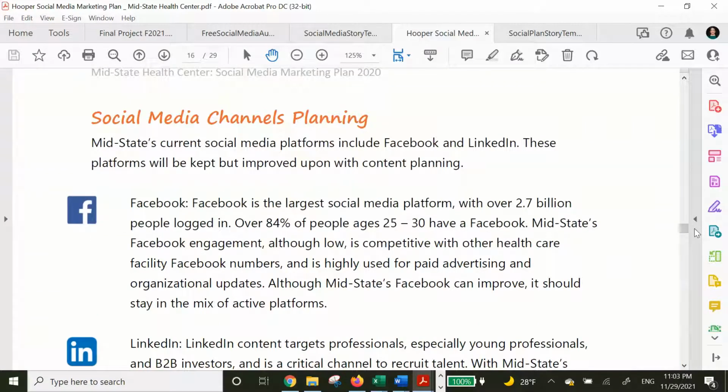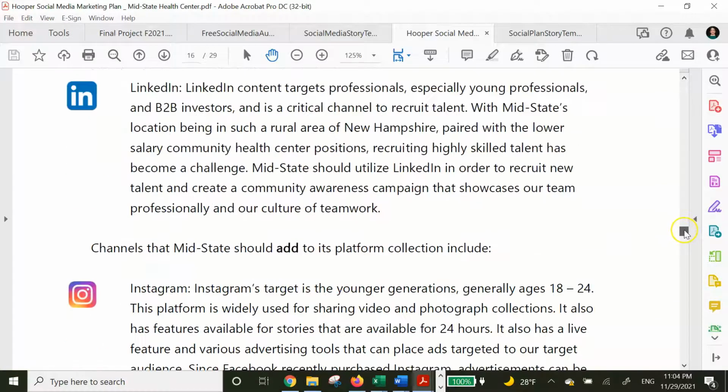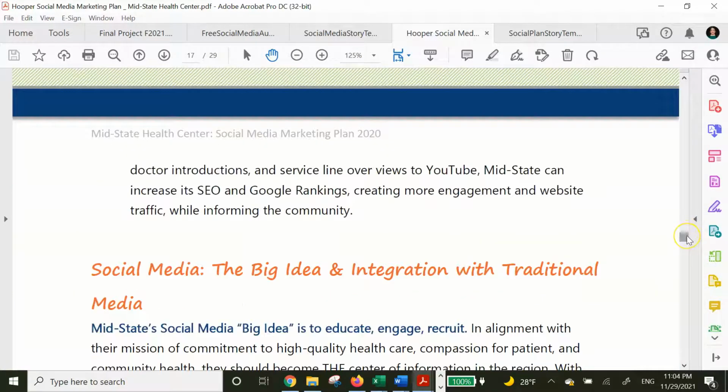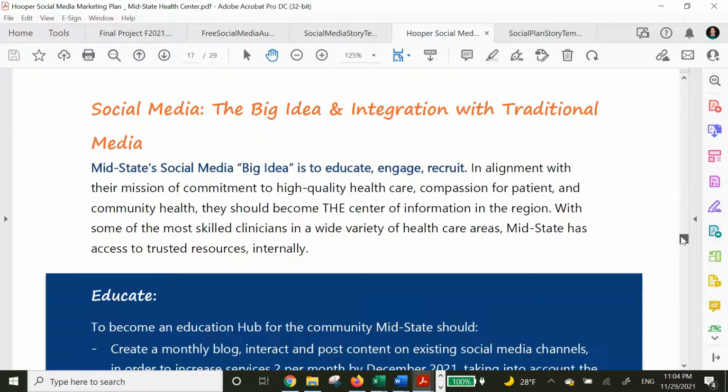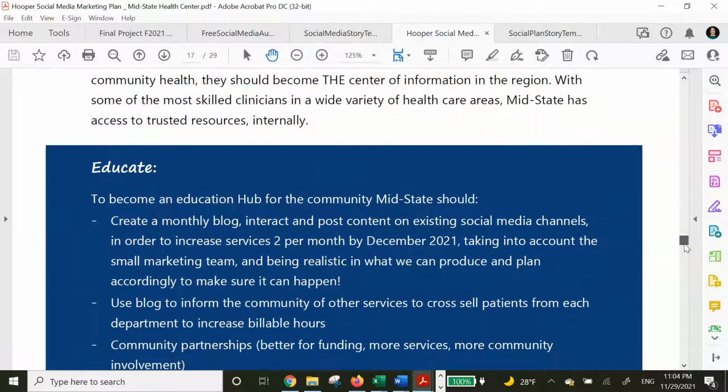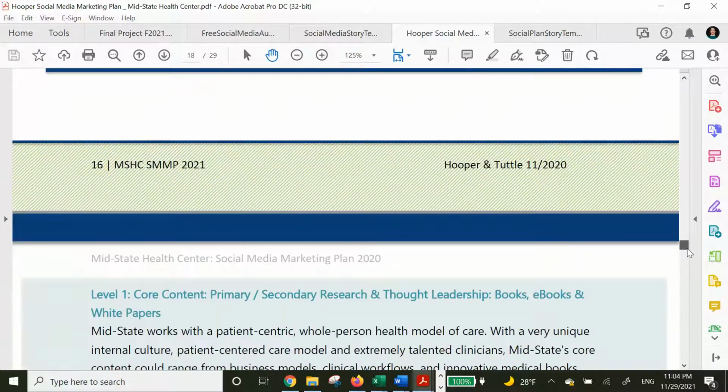Then comes the social media planning. She gives a little introduction of the social media channels that she will be using, a background on the channel, and then how Midstate could use it. Same for LinkedIn, Instagram, and YouTube. Here comes her social media big idea, which was to educate, engage, and recruit. And then she explained what she was trying to achieve with each of the parts of her idea.